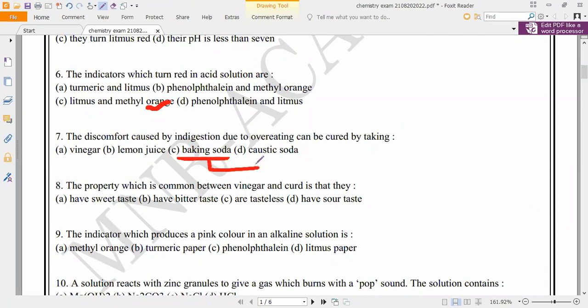What is the chemical name of baking soda? Anybody? Sodium bicarbonate, sodium hydrogen carbonate. Recently only it has been studied. Is it yes, guys? Yes, sir. Long back also we studied it, and now also.